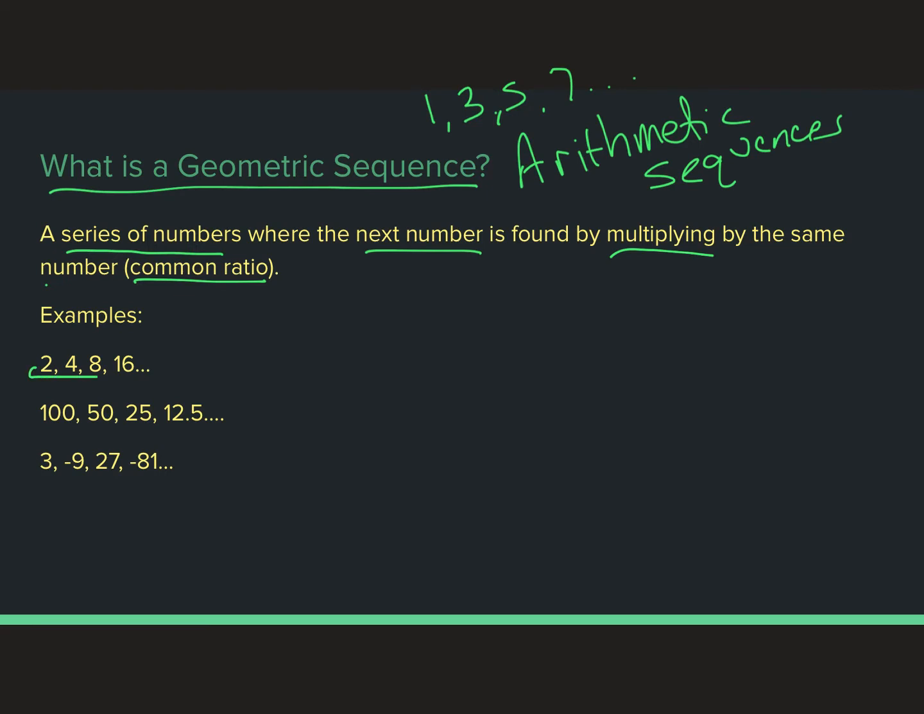We have 2, 4, 8, 16. So this one has a common ratio. We just keep multiplying by 2. Here, 150, 25, 12.5. Here, it looks like dividing by 2, but it's not. We're multiplying by the same number. And this one, 3, negative 9, 27, negative 81. These are all geometric sequences. We find the next number by multiplying.